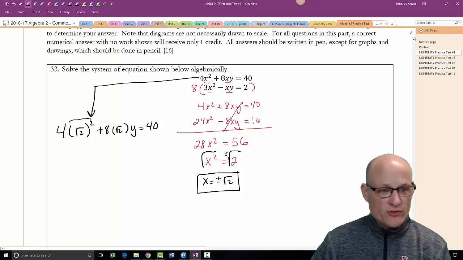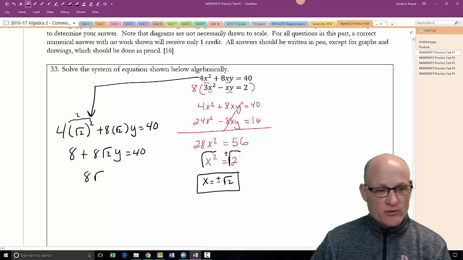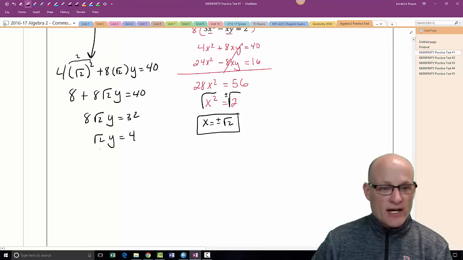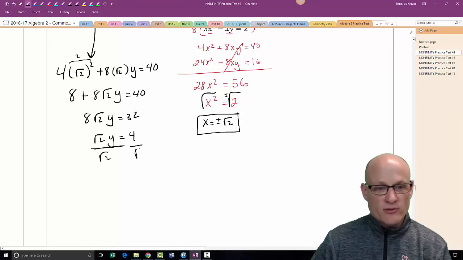So this piece is just 2. So this becomes 8 plus 8 square roots of 2y equals 40. Well, if I subtract 8, I get 8 square roots of 2y equals 32. Divide by 8, I get the square root of 2 times y is equal to 4. And now if I divide by the square root of 2, I get y equals 4 over the square root of 2.